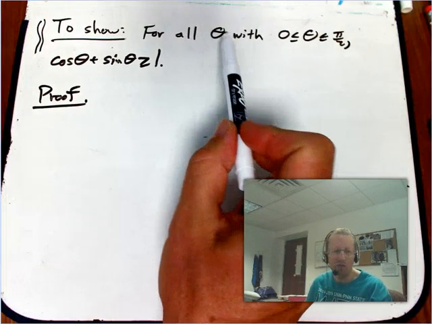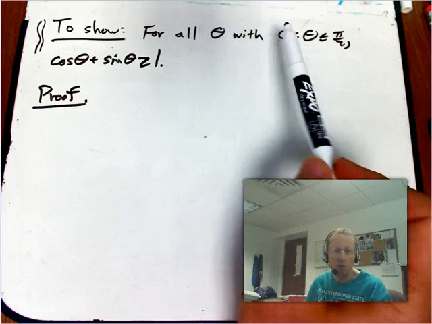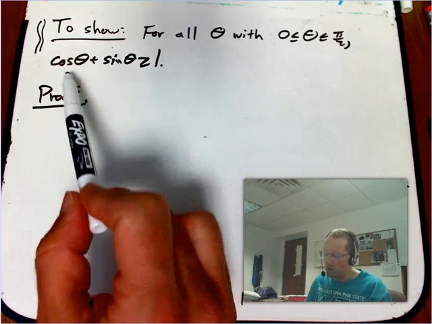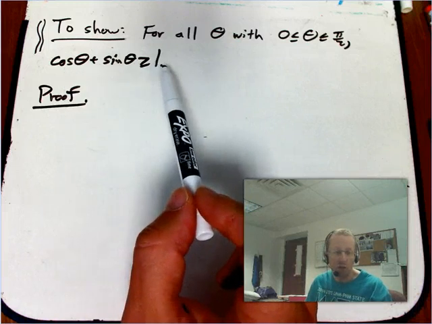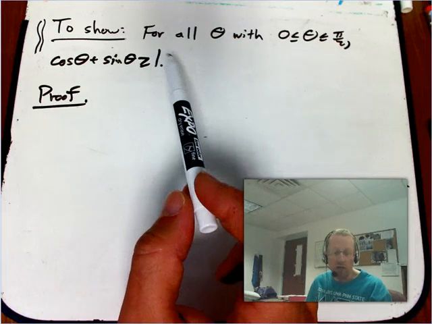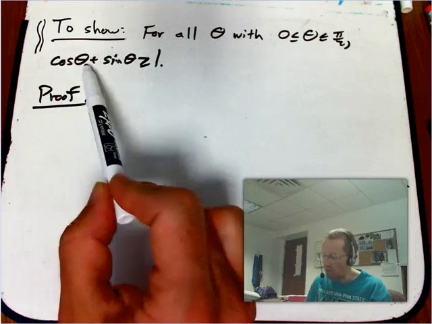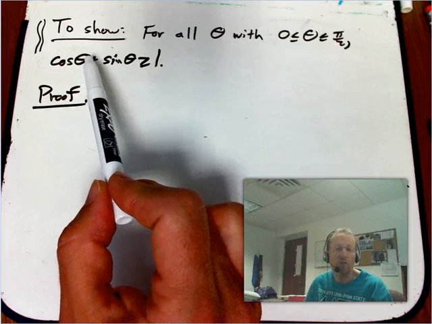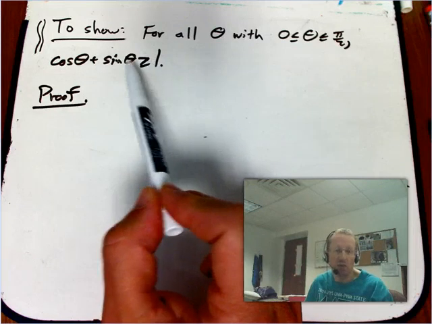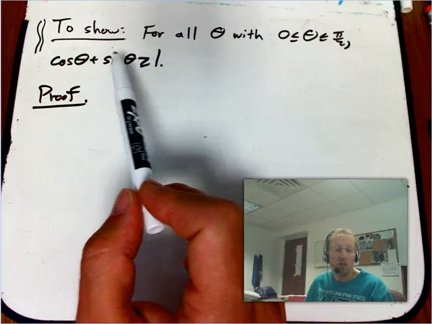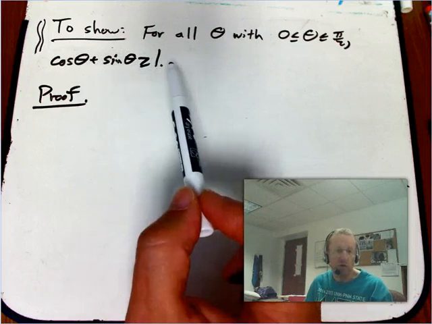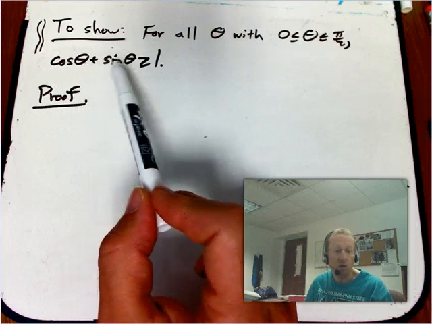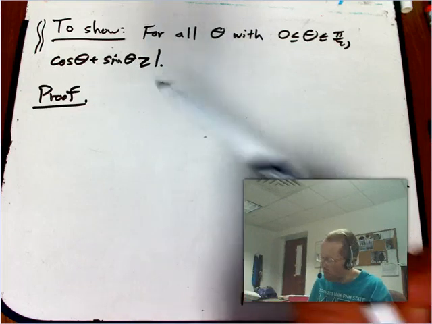For all theta, you want to think of that as an angle with 0 less than or equal to theta less than or equal to pi over 2. The claim is that cosine theta plus sine theta is greater than or equal to 1. Now, notice that cosine theta itself can't ever be greater than 1. It can only be equal to 1 in very, very special cases. And sine theta itself can't be bigger than 1. So it's not just, oh, they're both bigger than 1, therefore the sum is bigger than 1. It's that even though these things are between 0 and 1, their sum is bigger than 1.